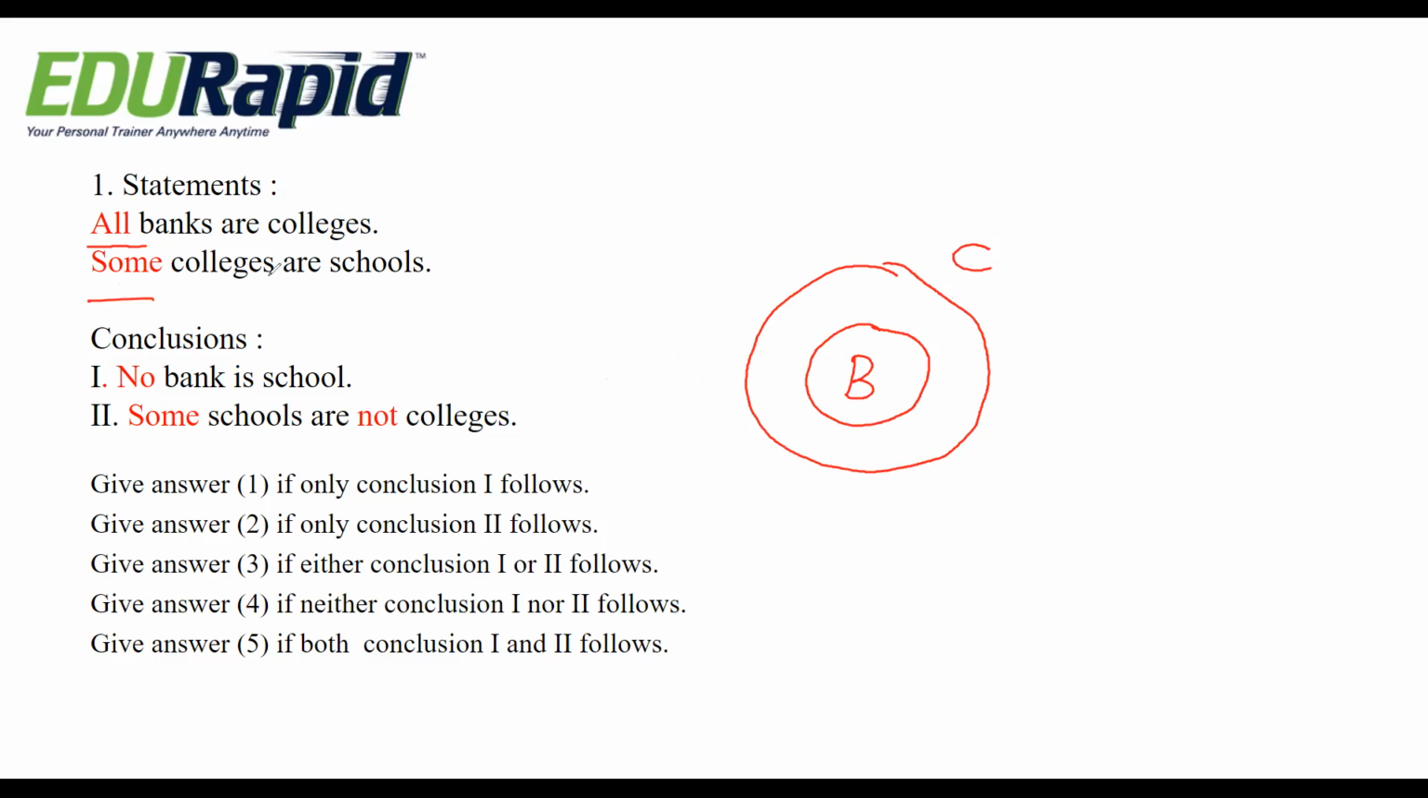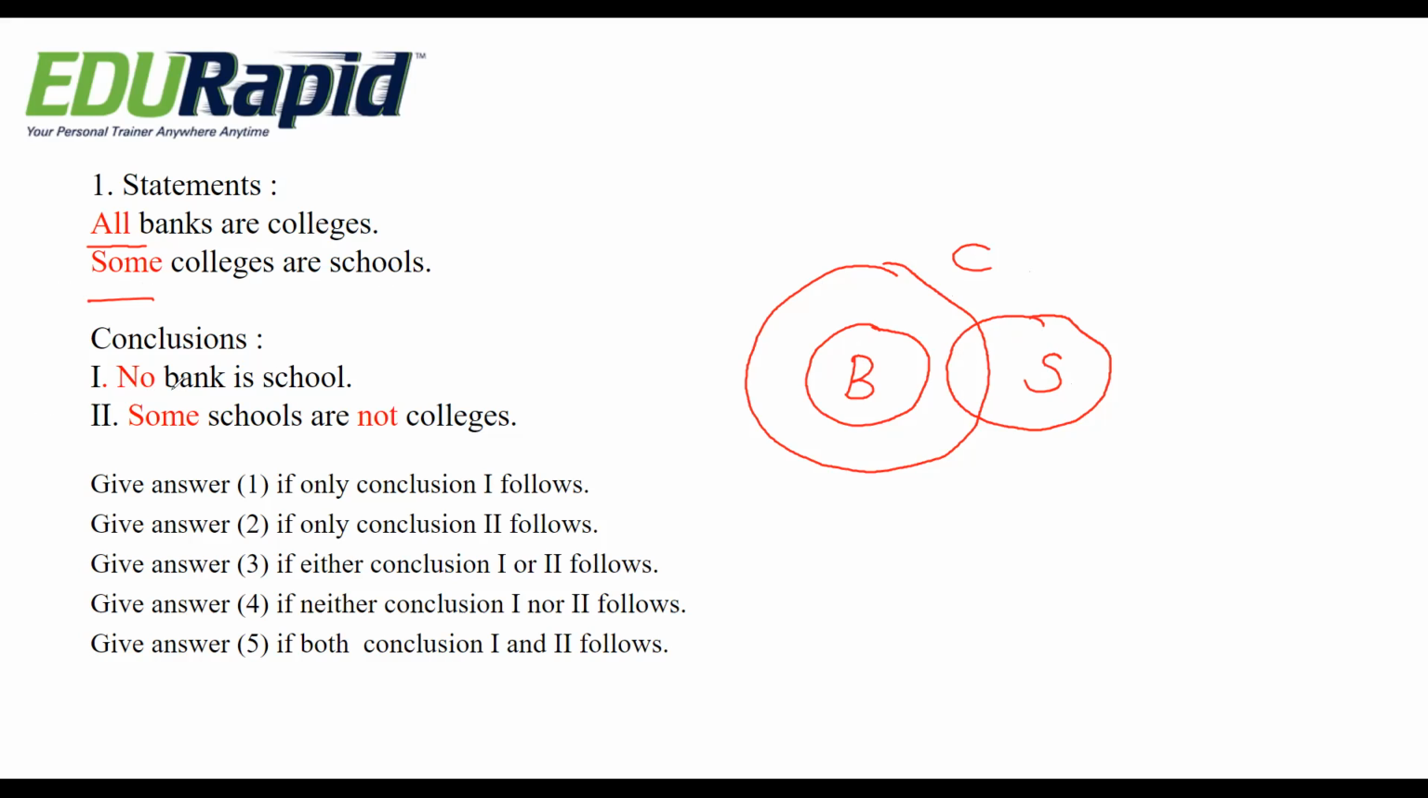Second statement, some colleges are schools. From the standard Venn diagrams, all banks are colleges. That means circle B lies inside circle C. Second statement, some colleges are schools. That means both are connected. Some means it should be connected. Both circles should be connected.